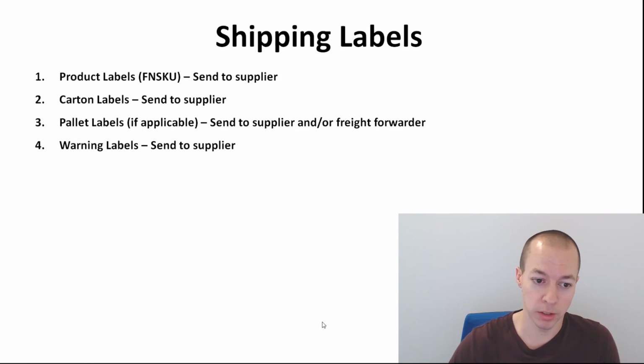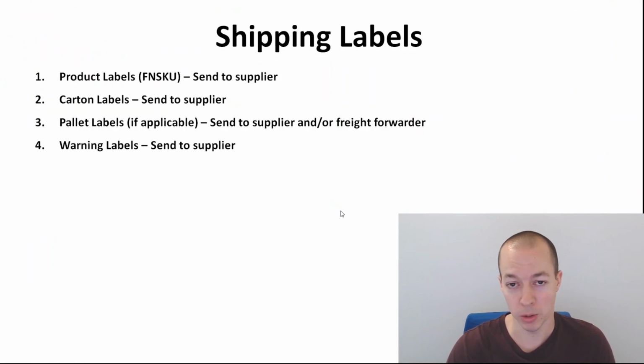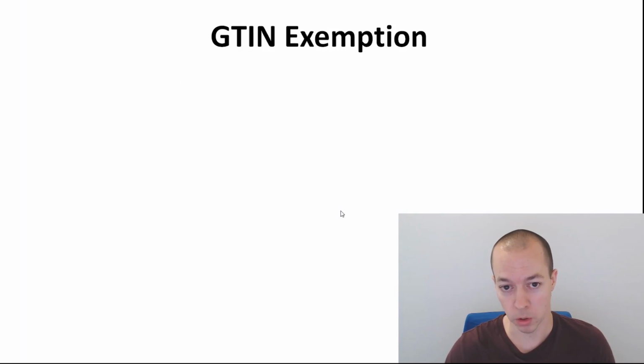So back to this. Okay, hopefully that's explained how you get your barcode and create your shipment. But there is one thing that I was made aware of by one of my subscribers, and that is something called GTIN Exemption, which means that your product may not need to have a barcode in the first place. Now, I'll be honest, this isn't something I've used before.